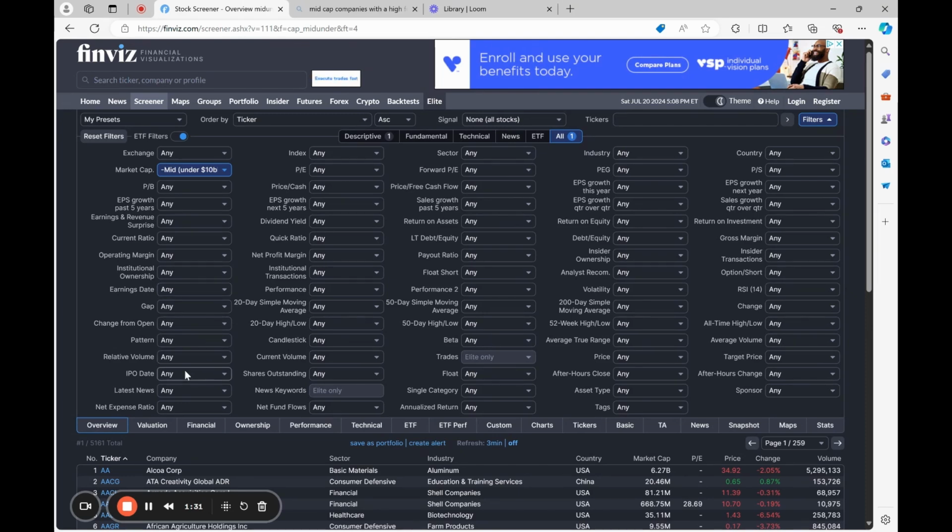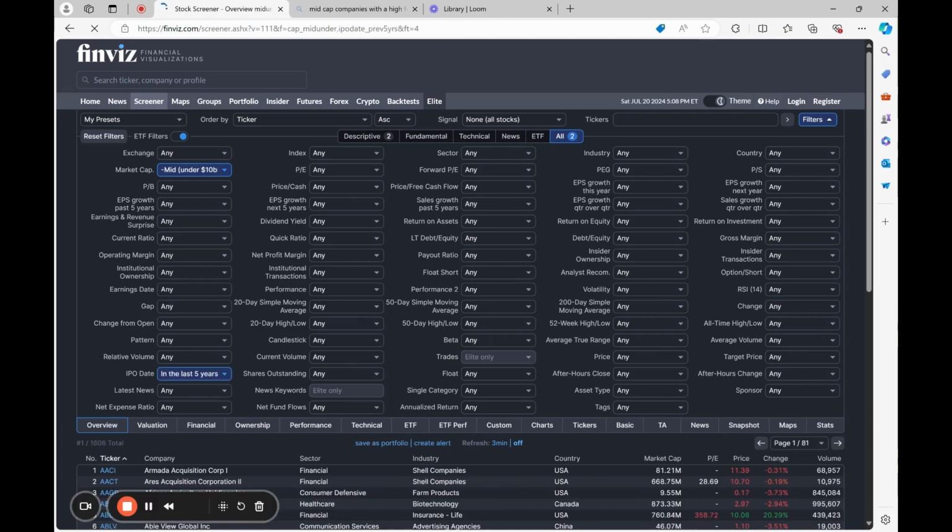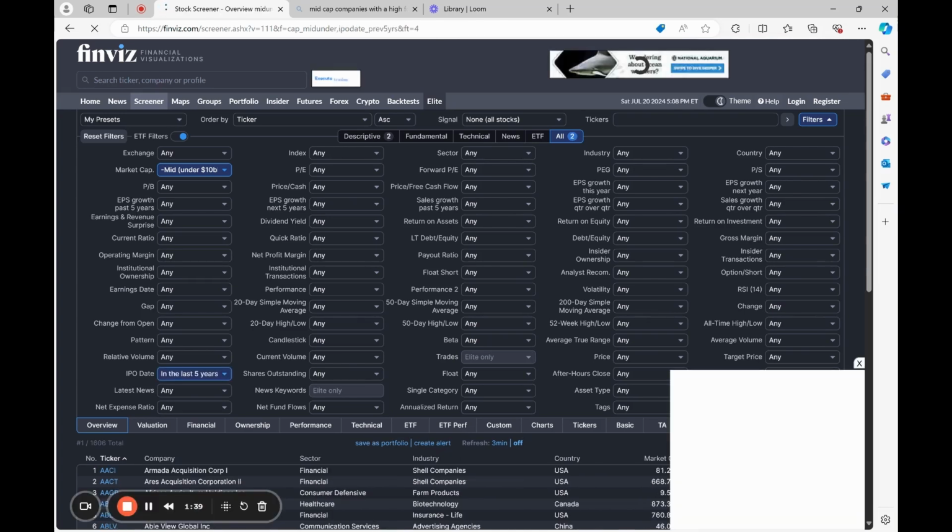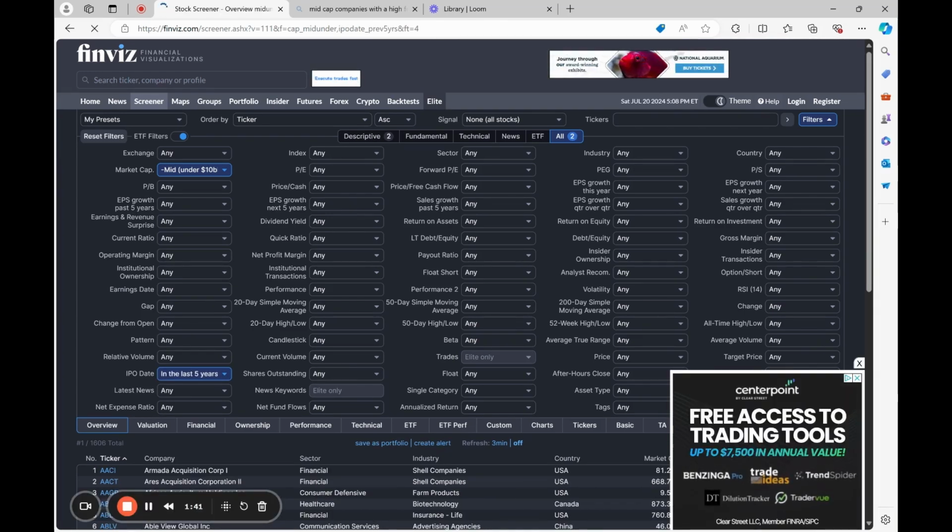Next filter that we want to go over is the IPO date, and we want to set this to in the last 5 years. This shows us companies that are newer and recently became tradable. Obviously, this is an important trait for growth investing, as you don't want to be choosing the largest companies out there like Apple or any of these other well-established companies. You're looking for younger, less established companies that have a lot of room to grow. So that's pretty important.